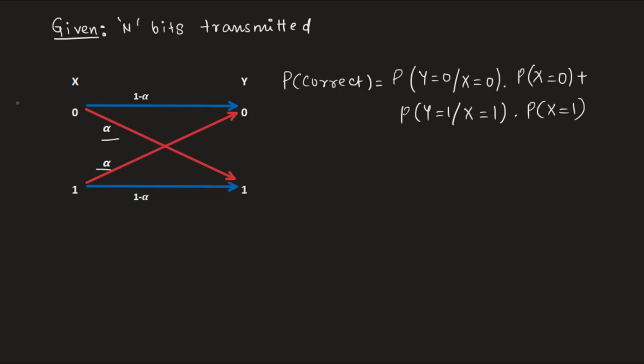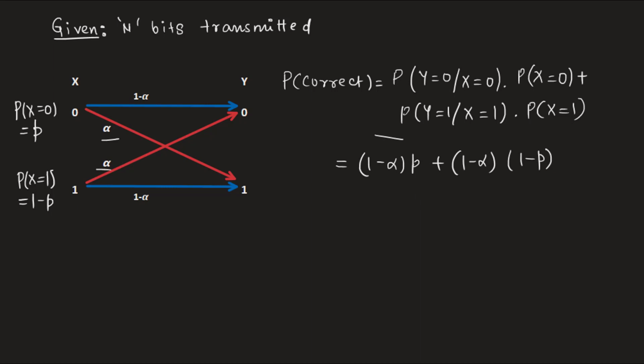Let P be the probability that X is equal to 0, then the probability that X is equal to 1 becomes 1 minus P. Substituting these probabilities in this expression, we get the probability of correct reception of a bit as 1 minus alpha. Since all the n bits are independently transmitted, the probability of correct reception of n bits is equal to (1 minus alpha) raised to the power of n.